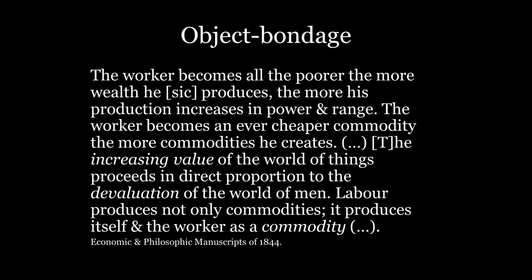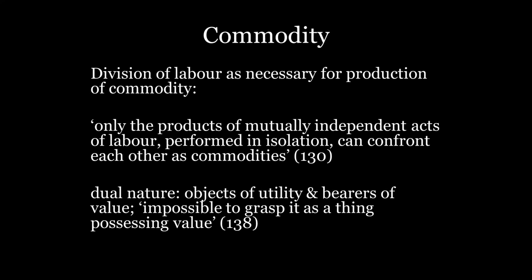And if you take the example of a table, for example, you can find the exchange value in the wood of the table itself, because this table needs to be exchanged for something other than it is. So this commodity then, the division of labour, as we said earlier, is necessary for the production of a commodity, but only the products of mutually independent acts of labour performed in isolation can confront each other as commodities.